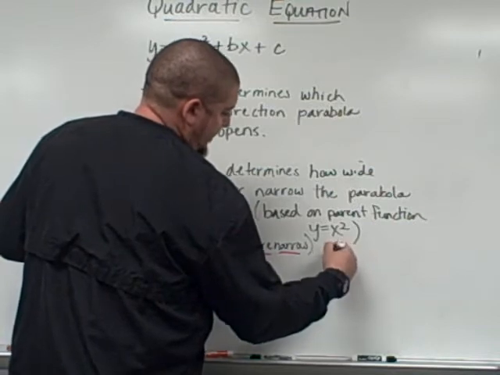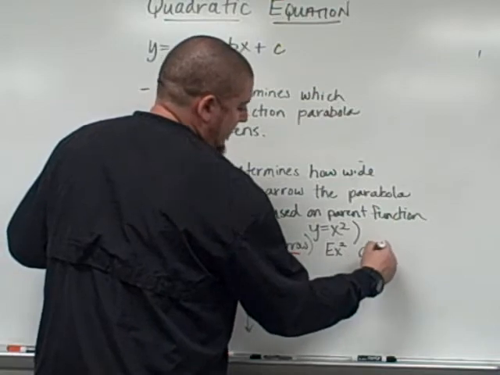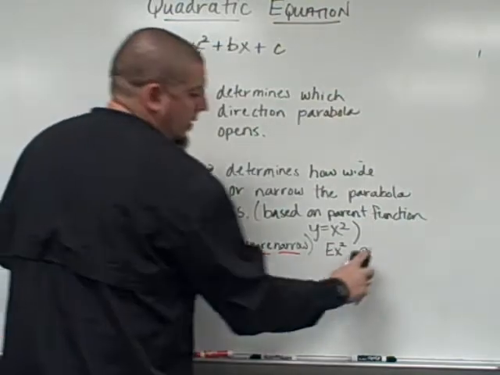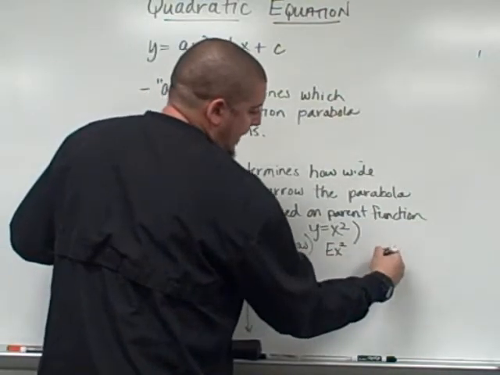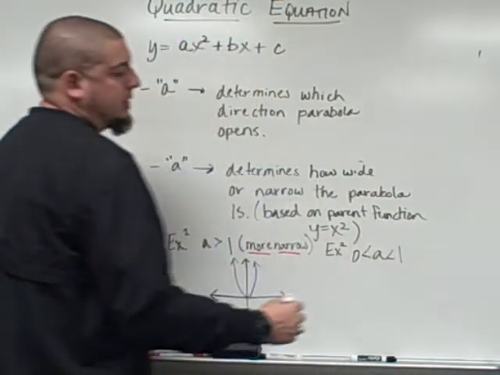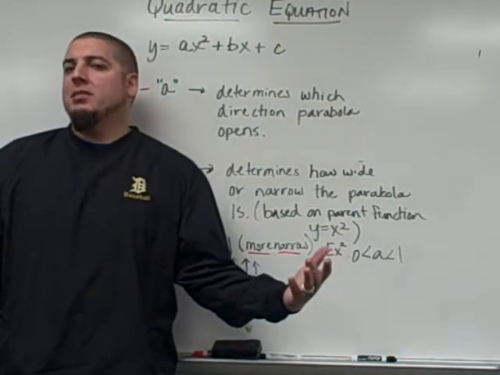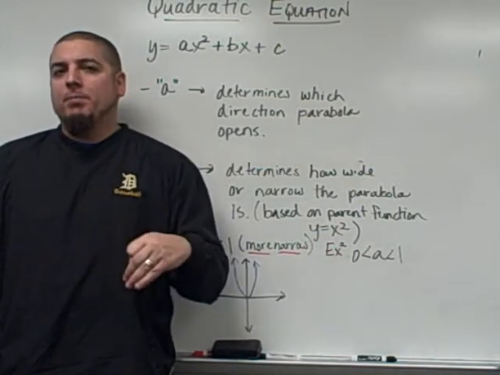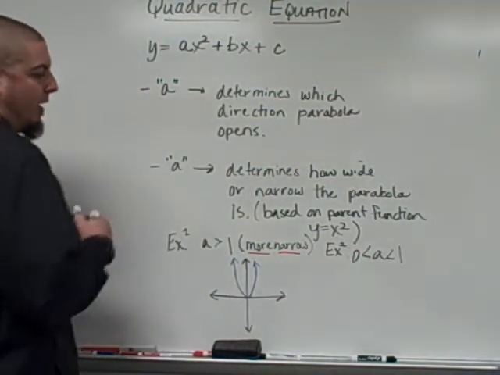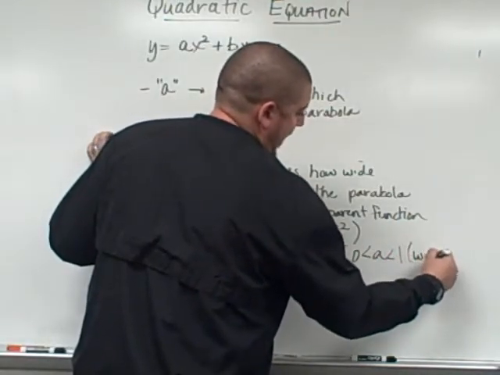Okay, example 2. If A is greater than 0, but less than 1, think about what that means. A is greater than 0, that means positive. But less than 1, that means fraction. So if A is a fraction, then you're dealing with a wider graph.